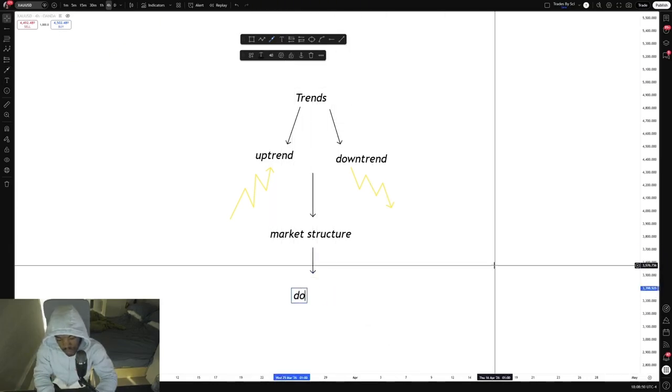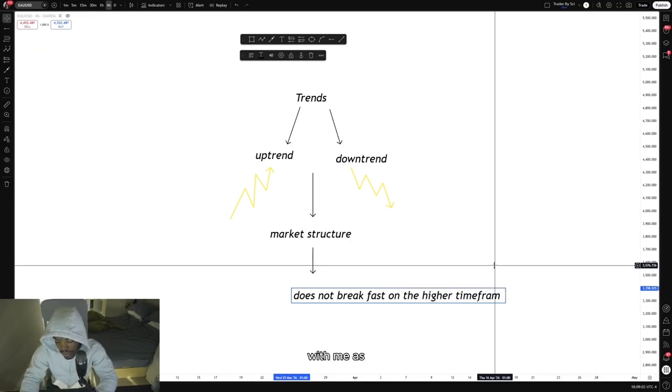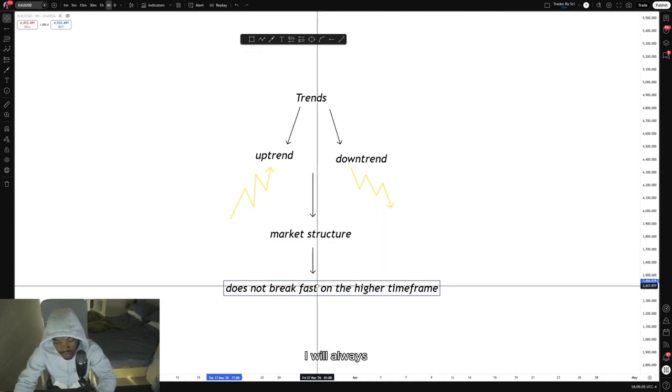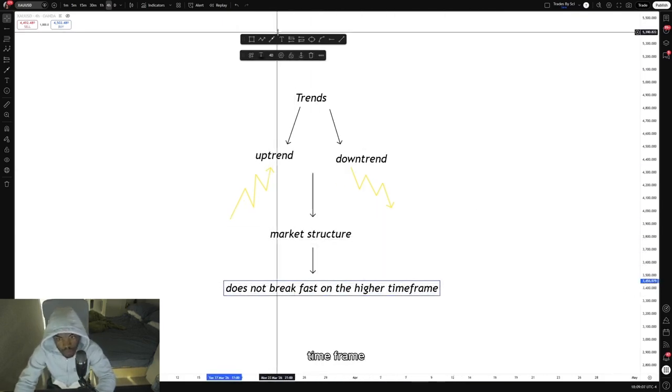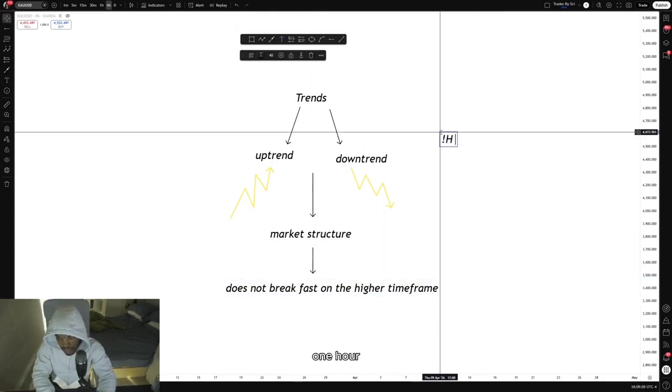Hold up. It does not break fast on the higher time frame. Now, as you're trading with me, as you're learning from me, I will always tell you to use the higher time frame. What is the higher time frame? 1 hour, 4 hour, and 1 day.